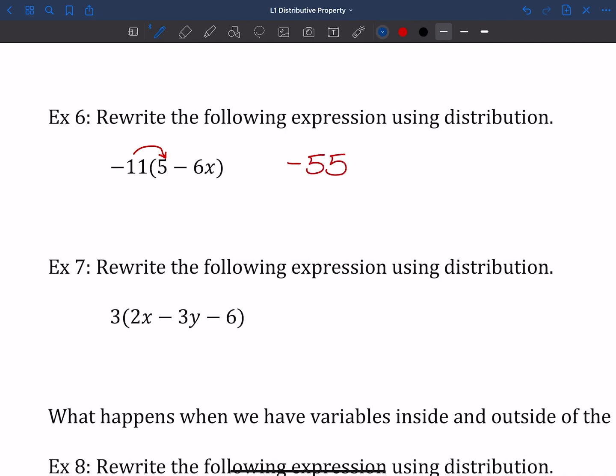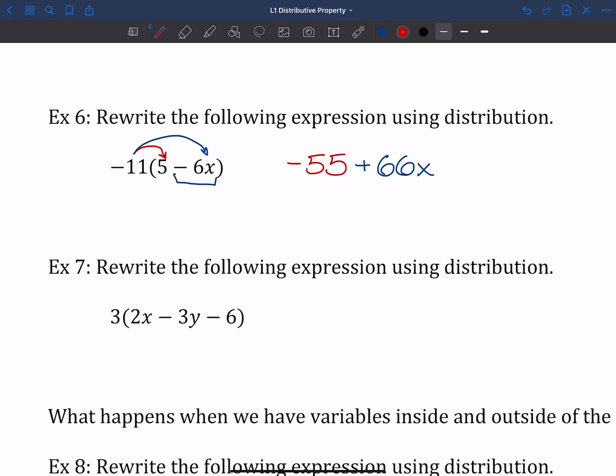When we do the second piece, we multiply it into that negative 6x. I'm thinking about it as negative 11 times negative 6, which is positive 66, and then that x comes along. So when you have a negative times a positive, it comes out as negative, when there's only one of each. When you have two negatives multiplying, they switch back to being positive. So that's something to be pretty careful of when you're going through problems like these.